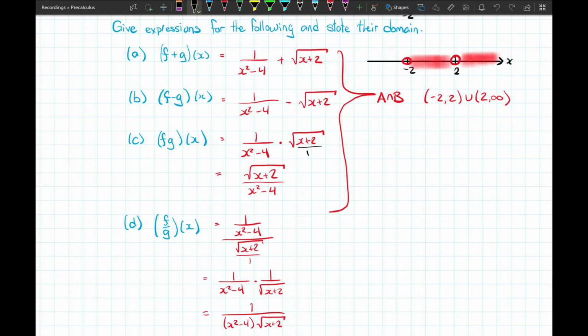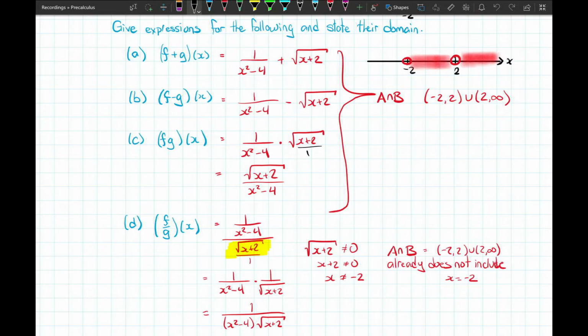But what about the domain? Well, here in this case, we have to make sure that our denominator, root x plus 2, is not equal to 0. Remember that we want g of x here at the bottom to not equal 0. We can then figure out what values of x will not be allowed. Setting the square root of x plus 2 not equal to 0, we see that we cannot allow x to equal -2. But, of course, our combination of domains A intersection B already does not include the value of -2. So there is no additional restriction here.